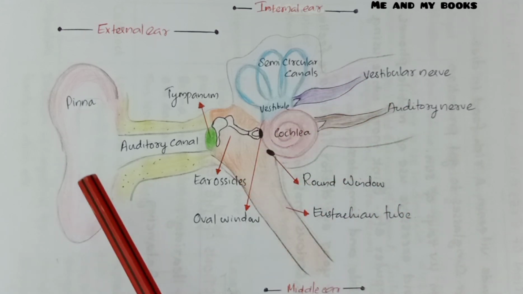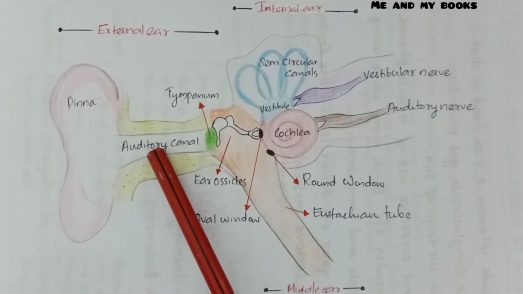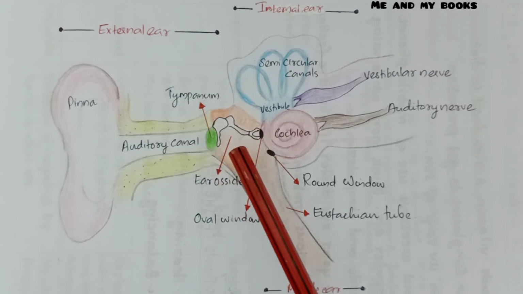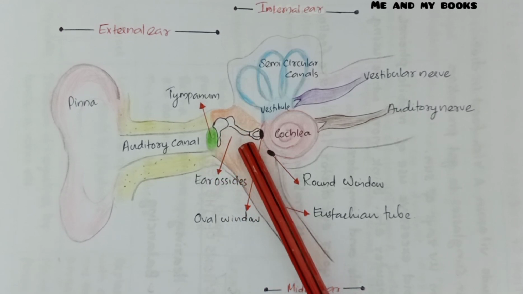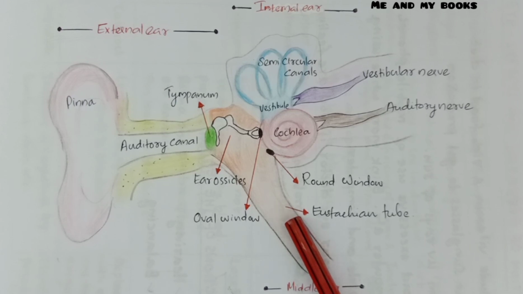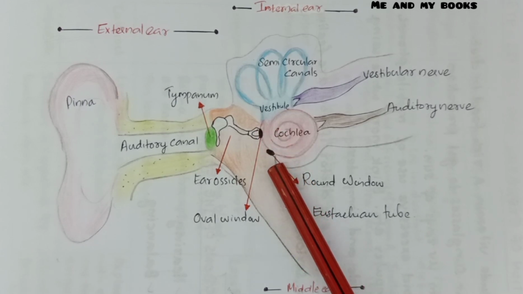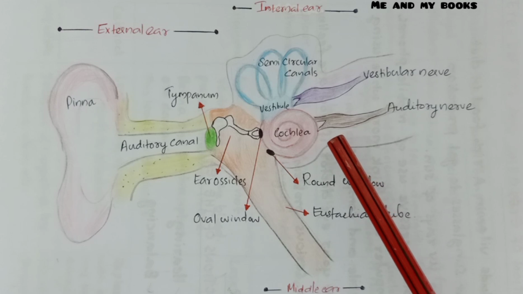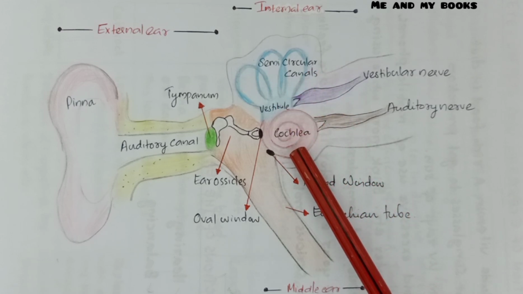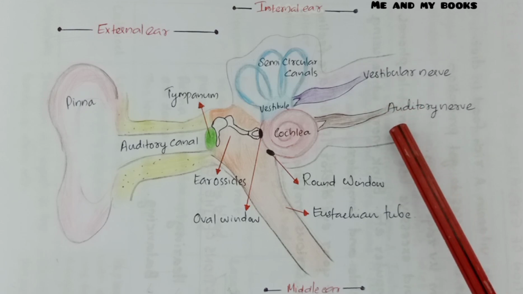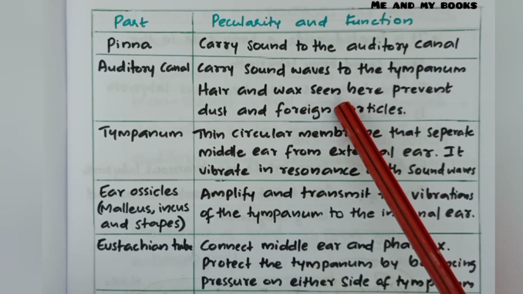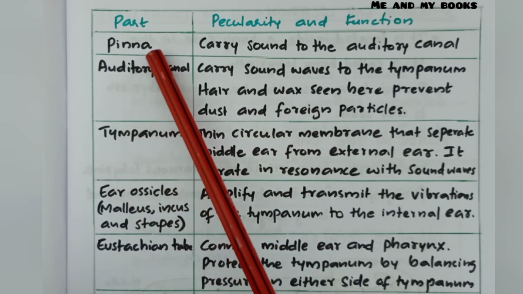External ear parts are pinna, auditory canal and tympanum. Middle ear parts are ear ossicles and eustachian tube. And you can see here two windows, round window and oval window. Internal ear parts are semicircular canal, vestibule, cochlea, vestibular nerve and auditory nerve. You can prepare a table like this for writing the notes: part, peculiarity and function.